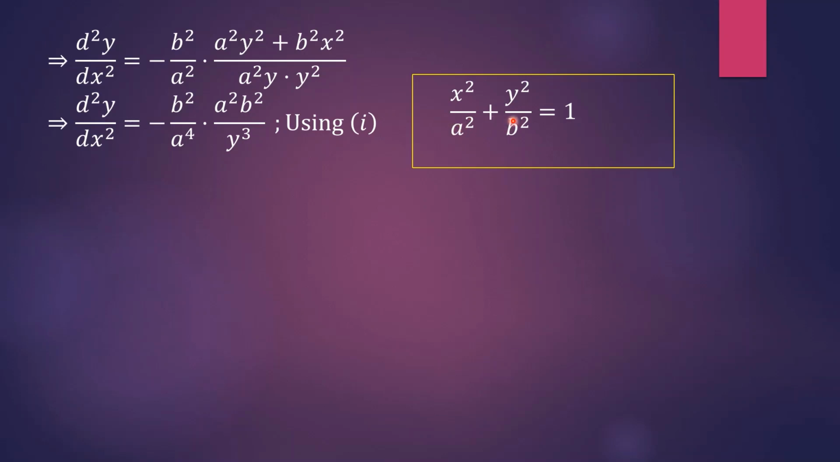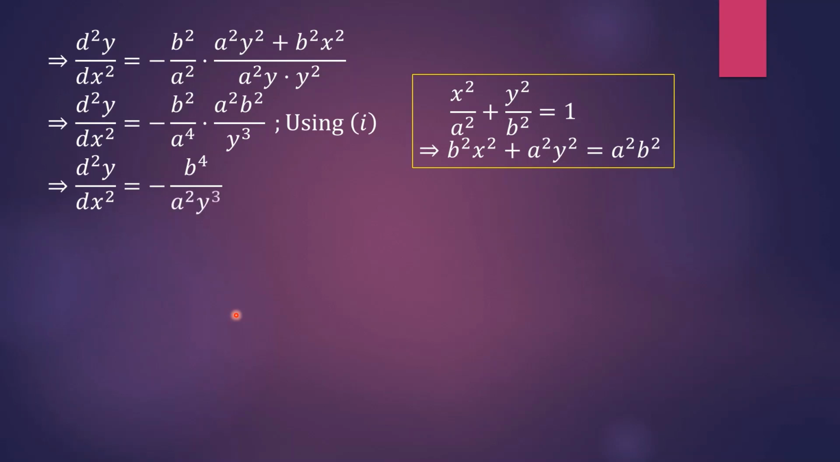So if you take a square b square as the LCM, you will get b square x square plus a square y square is equal to a square b square. I have written b square x square plus a square y square is equal to a square b square, so in place of this I can write a square b square. Now a square cancels here, b to the power 4 comes, and the negative remains. So d2y dx2 will be equal to minus b power 4 by a square y cube, and that is the solution for the question.